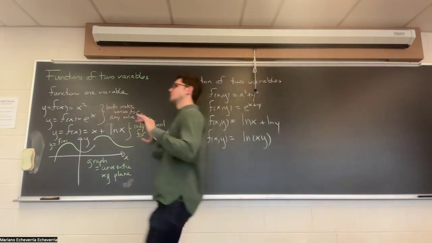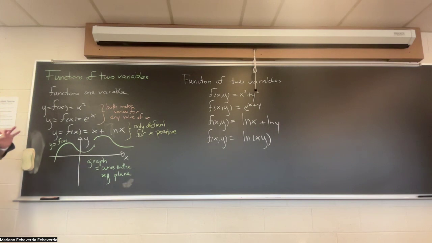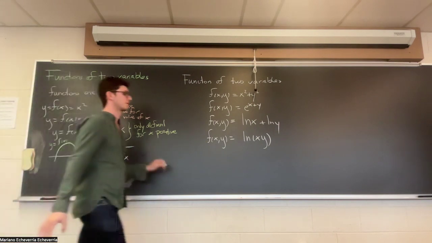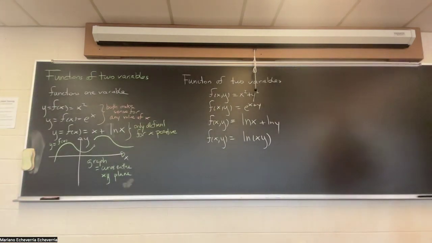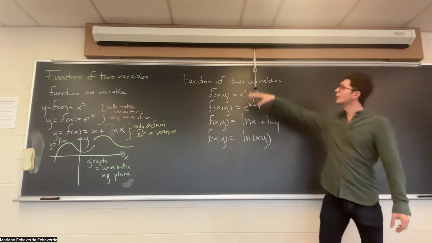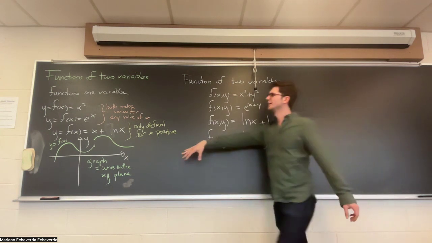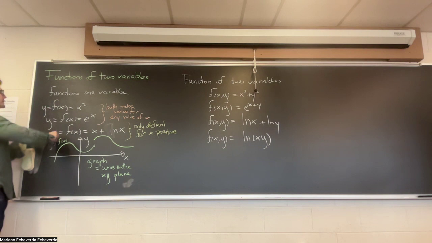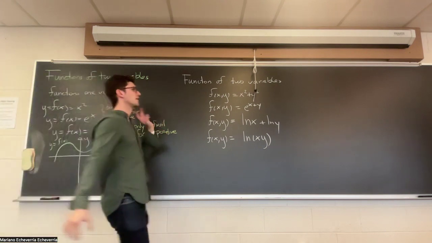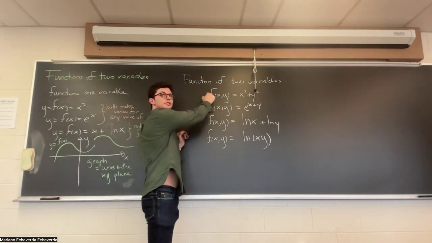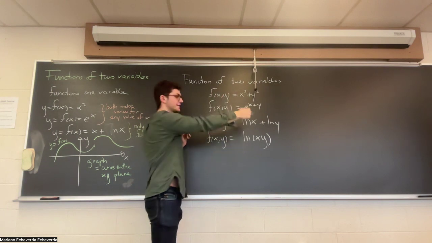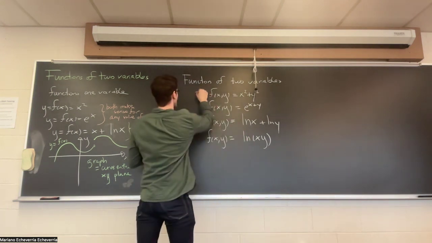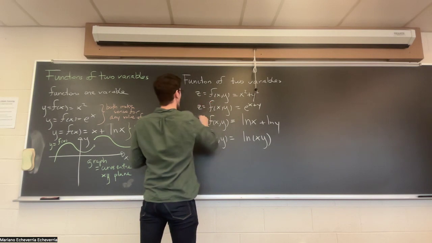This already will show you a couple of differences when you start writing different formulas for the function. In the same way in which before you wrote y equals f of x, here it will make sense to write something like z equals f of x comma y. So let me write that down for each of them.